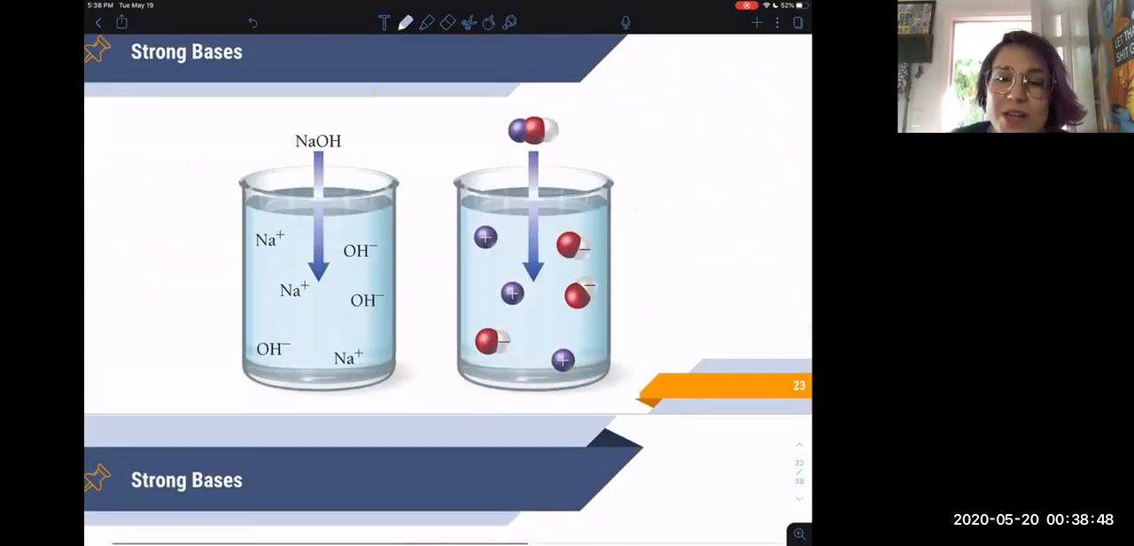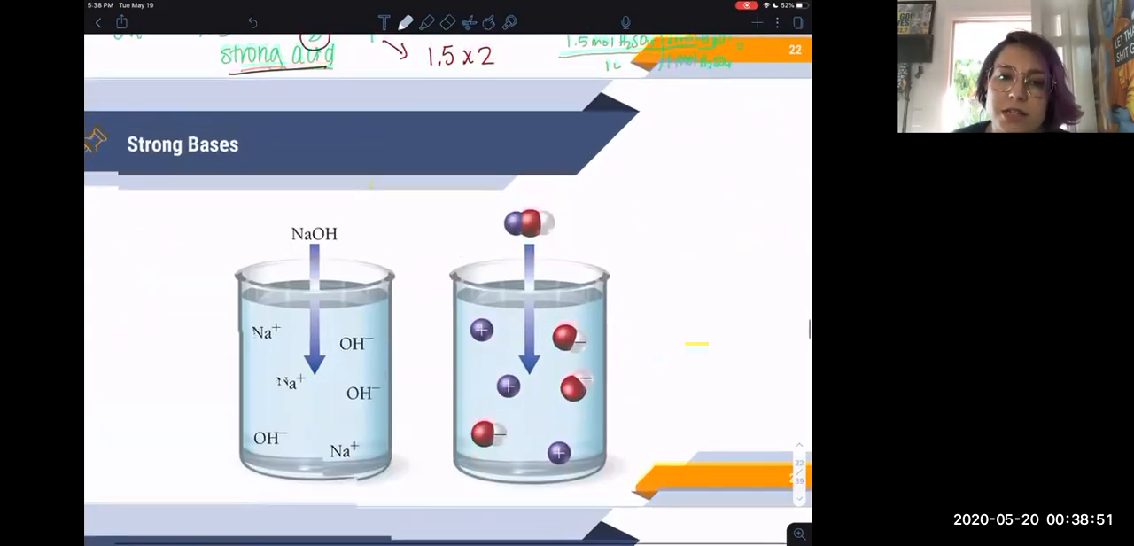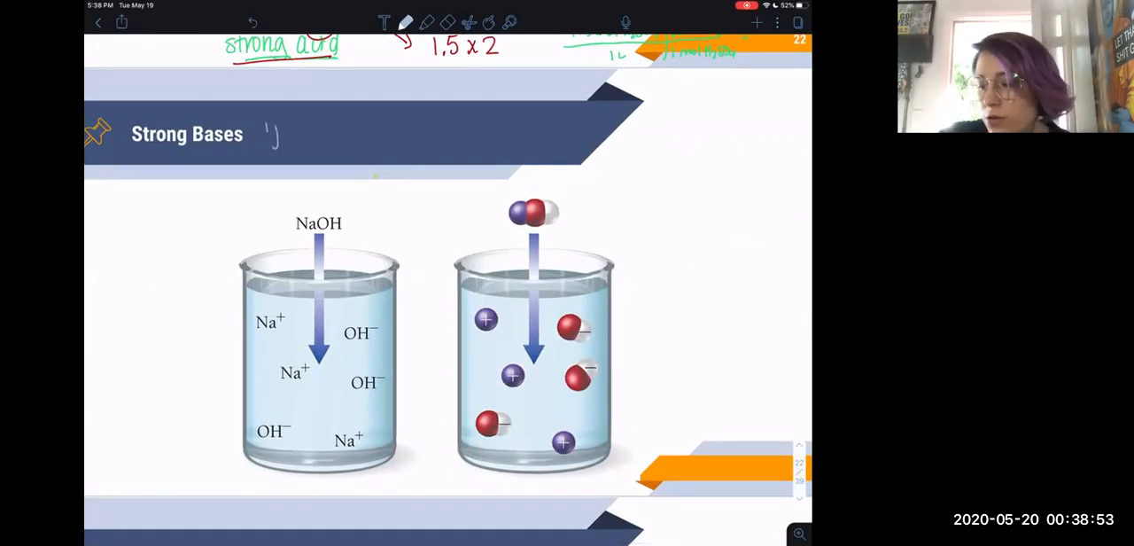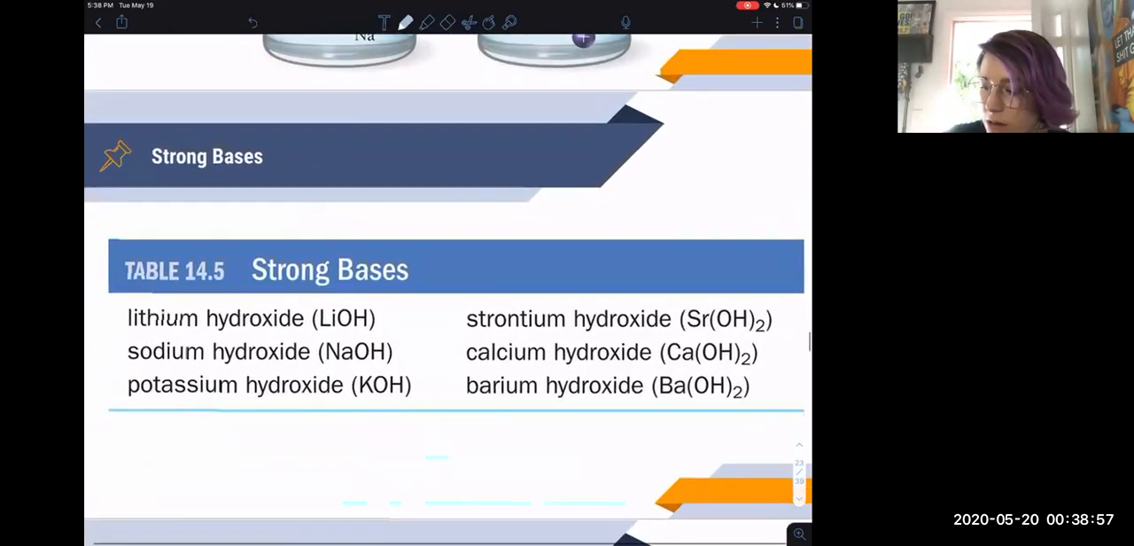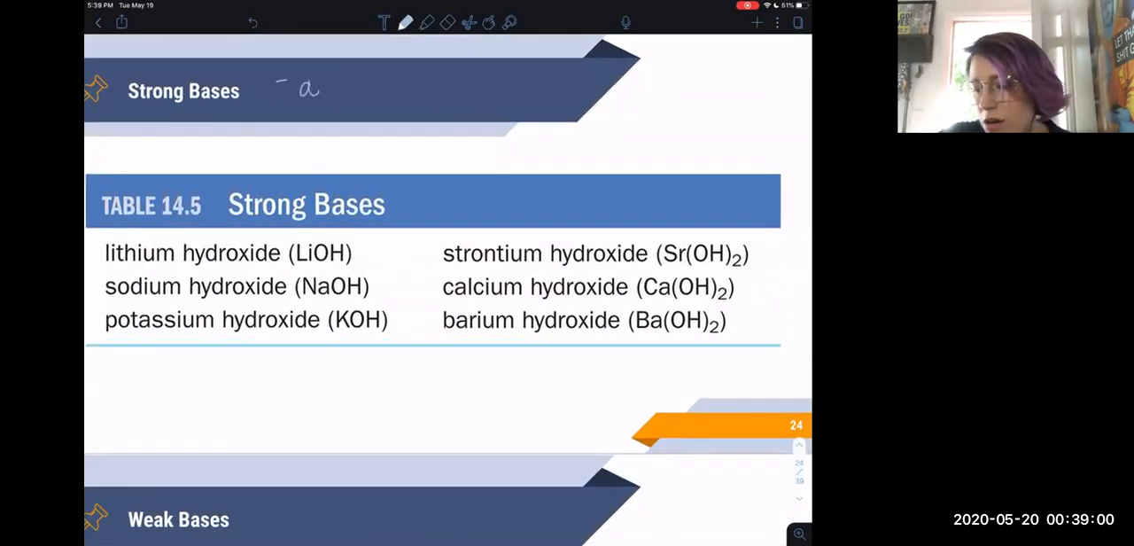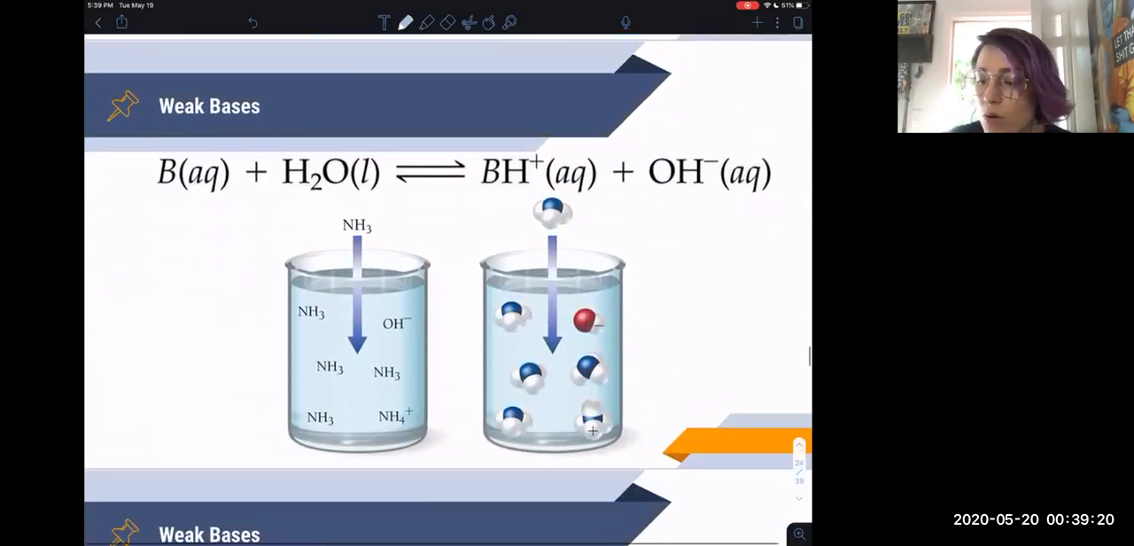Okay, strong bases are exactly the same as strong acids. They dissociate 100%. They do their job 100%. You're going to have a list of strong bases to memorize. Here they are. They're all the hydroxides that are aqueous. So you don't have to memorize these. They're on your periodic table. Because if you look at that solubility chart, any hydroxide that's AQ or soluble, that's a strong base.